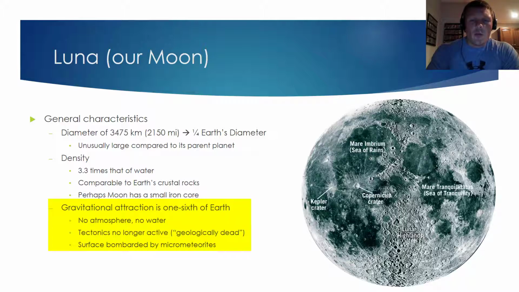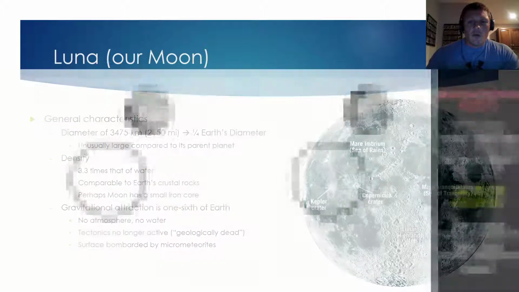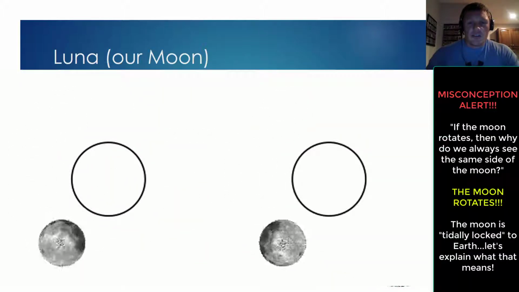Now, water erosion and wind erosion are non-existent on the moon, but the moon's surface is reshaped by the bombardment of micrometeorites. Here on Earth, with a thick atmosphere, most meteorites won't make it to Earth's surface. But the moon doesn't have that protective atmospheric layer, so essentially any micrometeorites or space debris will make it to the surface.